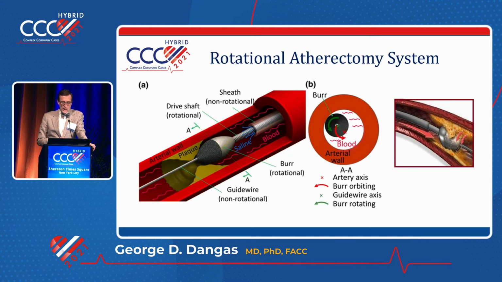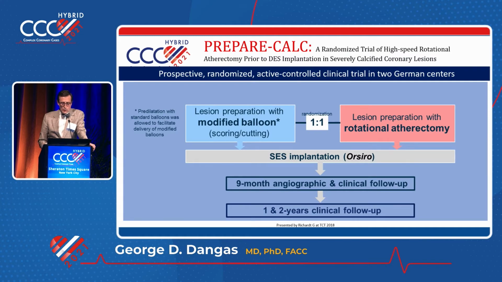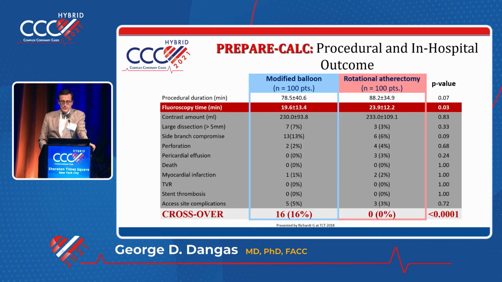Let's go to the rotational atherectomy system. I don't want to stay too much. I want to stay on a relatively recent study, the PREPARE-CALC, a modified balloon with scoring or cutting versus rotational atherectomy, then followed up with the same type of stent implantation, so there's no difference there. And the most important outcome is that about 16% in the balloon group had to cross over, whereas in the rotablator group, they did not.